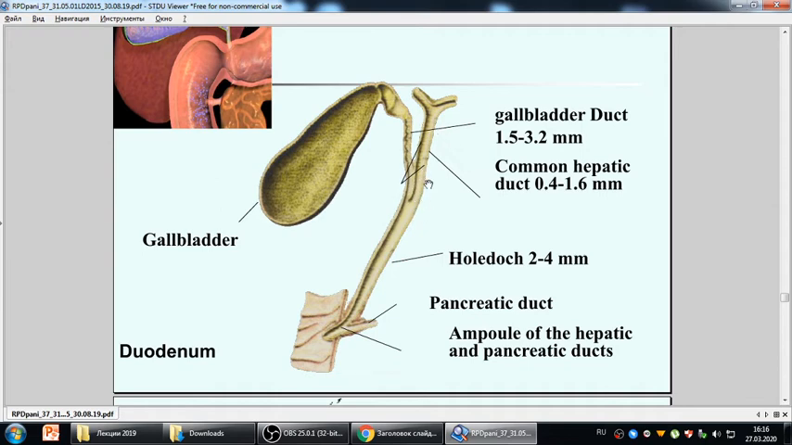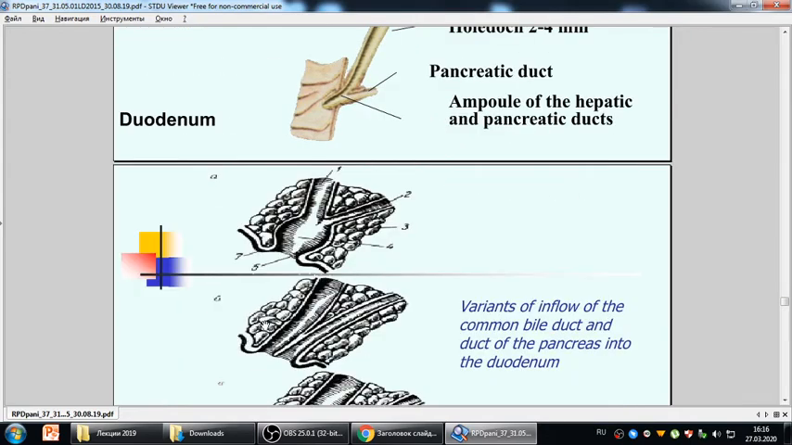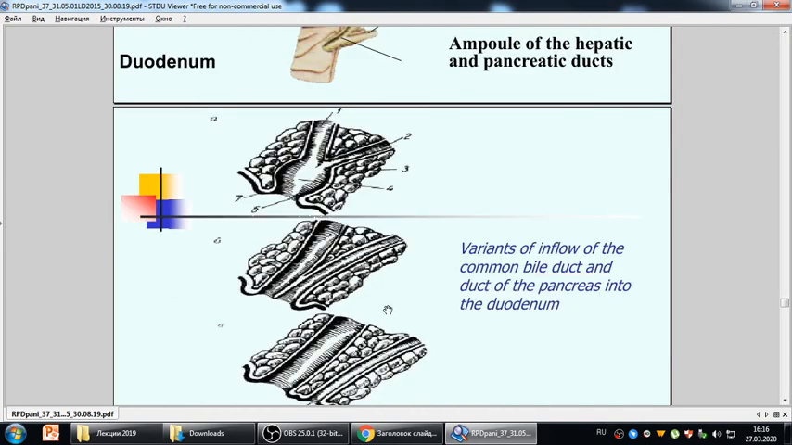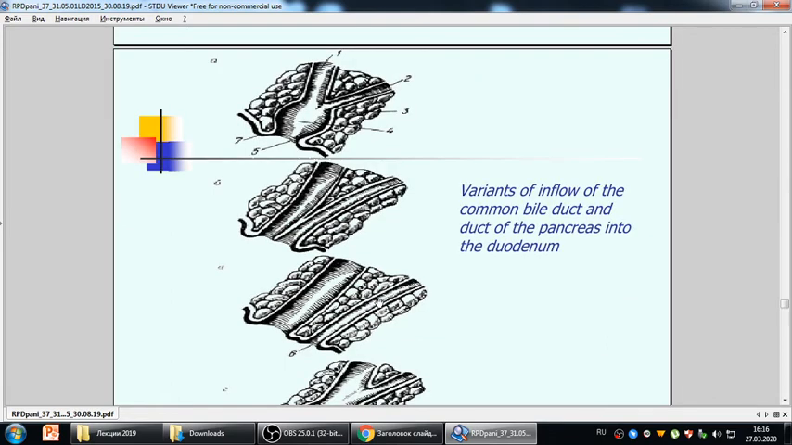They have a common output, and you see the pancreatic duct and the gallbladder duct have a common output to the duodenum, and that's why the disorders of the gallbladder and the disorders of the pancreas are closely connected with each other. And here is a variant of the inflow of the common duct and the duct of the pancreas into the duodenum, and you see different types of inflow of these both ducts.